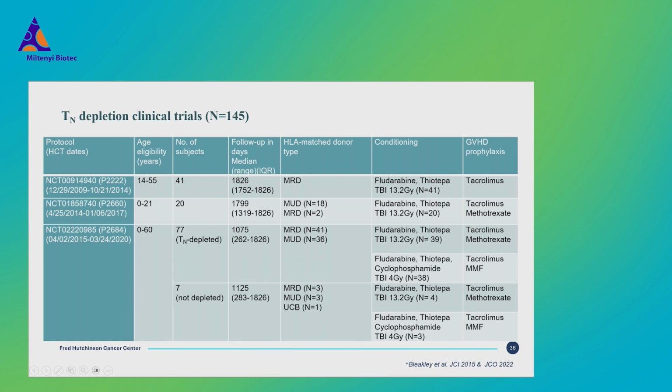In that third trial, there were 7 patients whose donors didn't provide sufficient cells for the cell selection, and they received unmodified grafts.